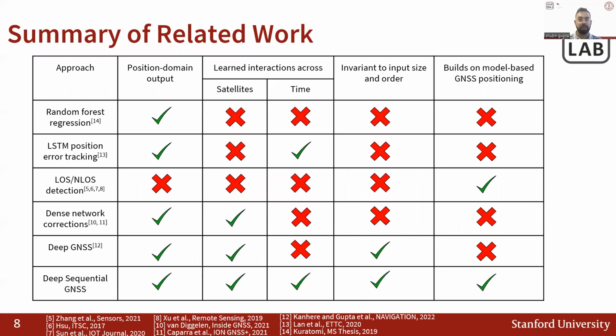Here is a summary of the existing learning-based approaches for GNSS positioning. We have compared them on the criteria of producing position domain outputs, learning interactions both across satellites and across time, being invariant to the input size and order, and whether they build on existing model-based GNSS positioning approaches. To the best of our knowledge, ours is the first approach that meets all of these criteria.